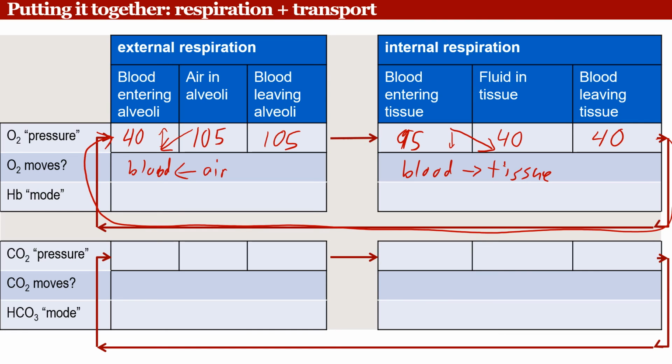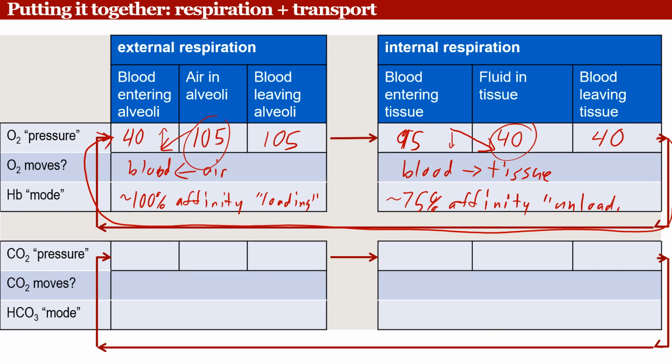Now at 105, the hemoglobin mode here is near 100% affinity, so we called that our loading mode. Okay, at 40 in the tissue here, we're down to about 75% affinity. So we're in our unloading mode.